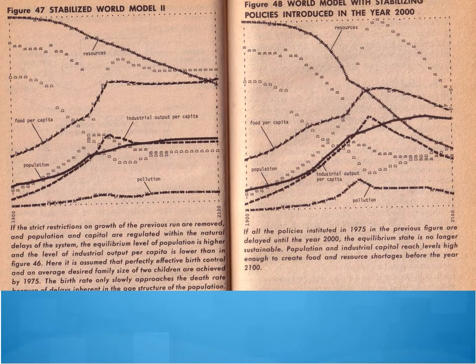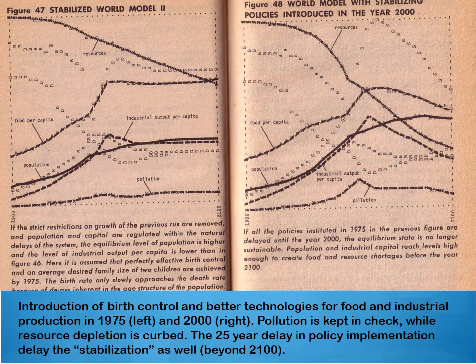Unfortunately, they went into a stabilized world model 2. And this model is characterized by introducing birth control and better technologies for food and industrial production in 1975 on the left simulation, and 2000 in the right side simulation. And the outcome of this is that pollution is kept in check, and resource depletion is curbed. But this 25-year delay in policy implementation, which is what they wanted to show, is the delay of implementing these policies. Delay stabilization. So I think those were the major scenarios run in the World 3 model.